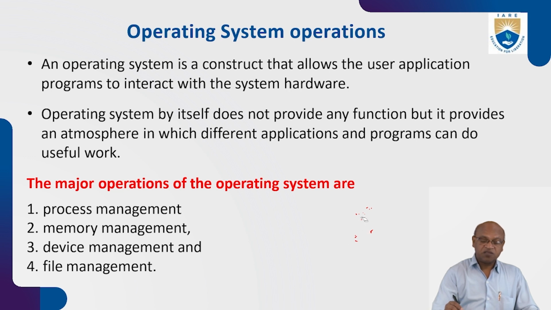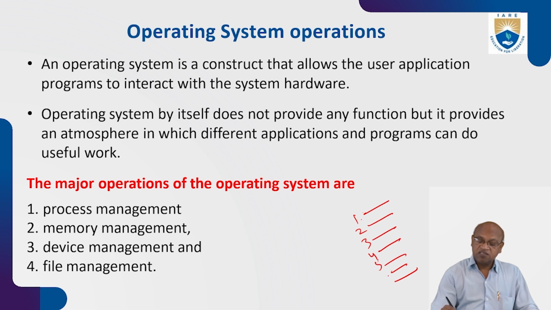The major operations of the operating system start with process management, which we already discussed. What is a process? First of all, a process is some operation. This is a program, either Java or C or Python. Each line is an instruction: int A, int B, int C is equal to A plus B. Like this, we write a program in C or Java.